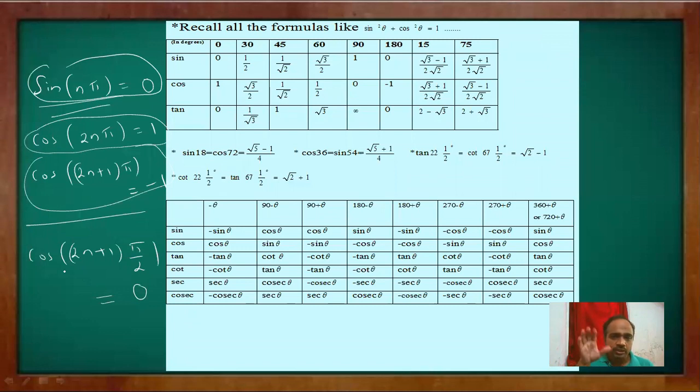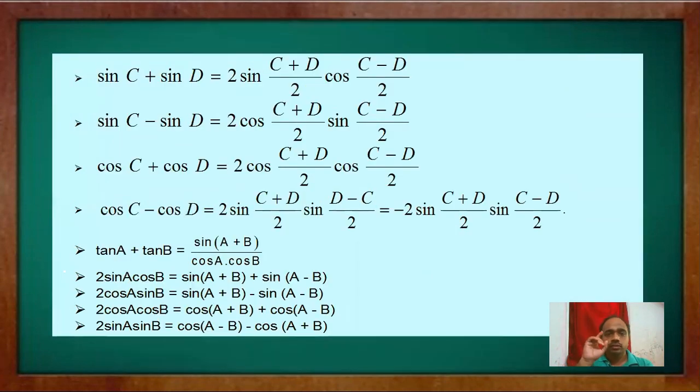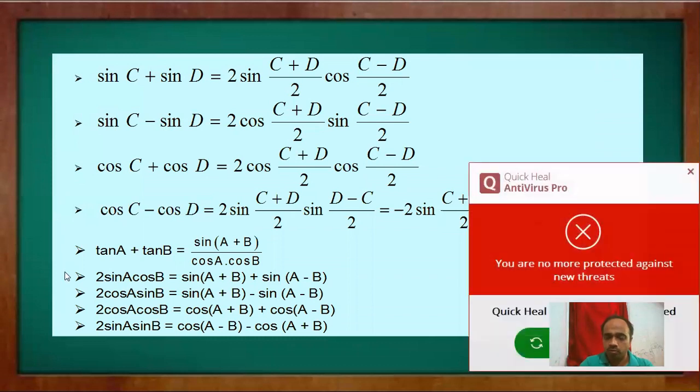Then we have allied angles, minus theta, 90 minus theta. And you should also remember in which quadrant they lie. 90 minus theta means less than 90, first quadrant. 90 plus means more, second quadrant. 180 minus means second quadrant, less than 180. 180 plus means more, third quadrant. And these are again important formulas: compound angle formulas, then multiple and submultiple angle formulas. This is very important. Transformation formulas, sum to product formulas, product to sum formulas. Okay.